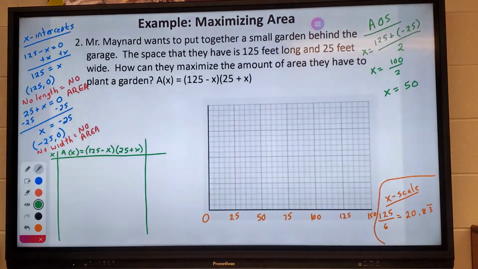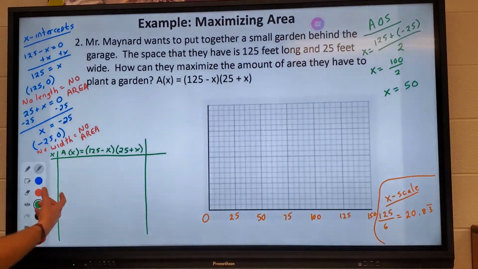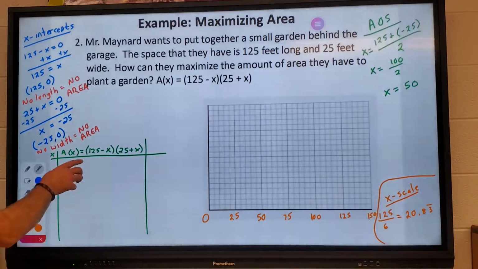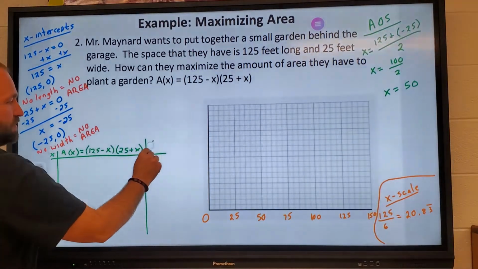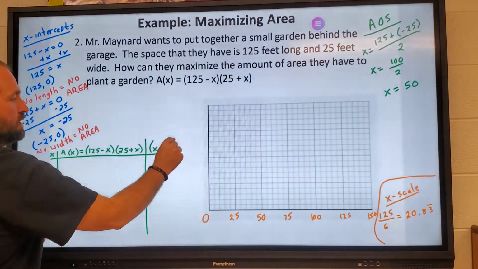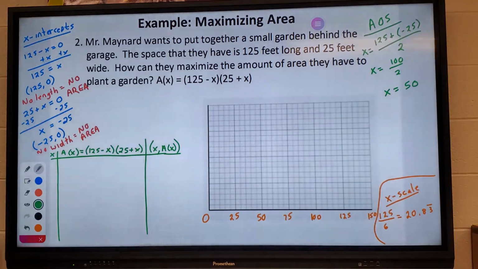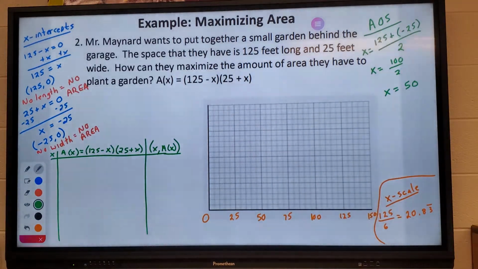Okay, at some point you may not need to do all this. You may be able to have a calculator that will find all the work for you. But up until that point, I want to see this all written out so that I know that you understand where these numbers are coming from. Okay, so this is going to be x comma A of x. Again, my input comma my output. Again, I'm going to start with 0 on all of these in the top left corner here.